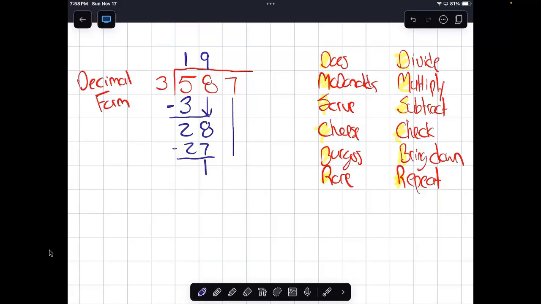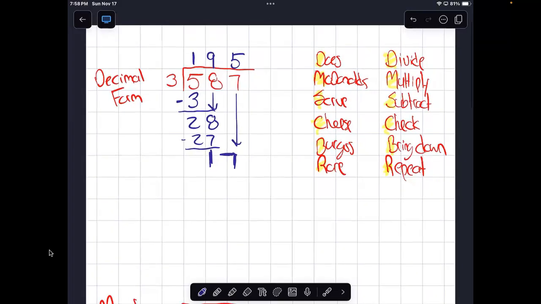I'm going to bring down this 7. And I am going to figure out how many times 3 goes into 17. 3 goes into 17 5 times. I'm going to put the 5 right above the 7 I brought down. 3 times 5 is 15. Subtract. I have 2 left over.